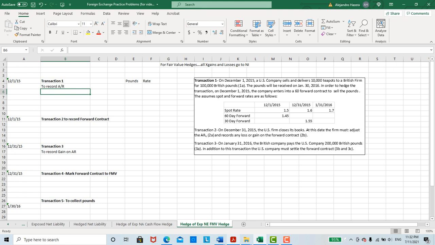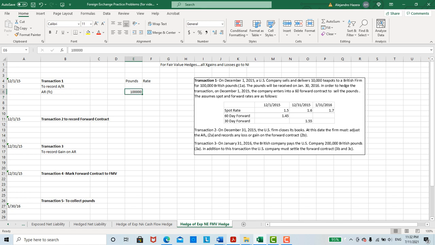And then transaction 2 is you close the books December 31st, and then you're going to do the usual updating of the books, exchange gains and losses on the account receivable, and we're going to mark the forward contract to market. And then finally, we're going to close everything out on January 30th, 31st, whatever date that is. Okay, so first of all, we're going to debit accounts receivable foreign currency. That's going to be for 100,000 pounds.